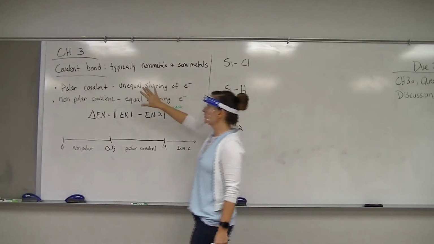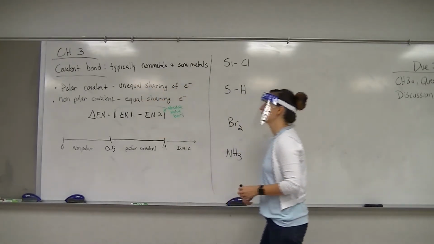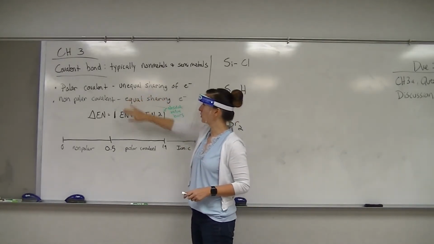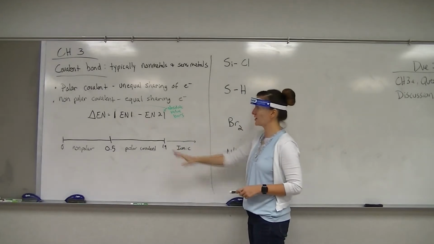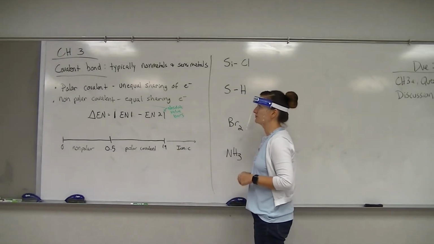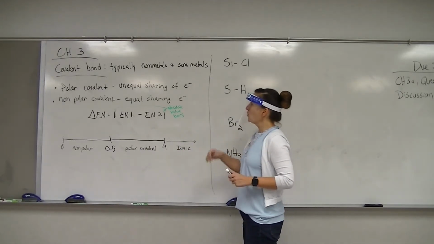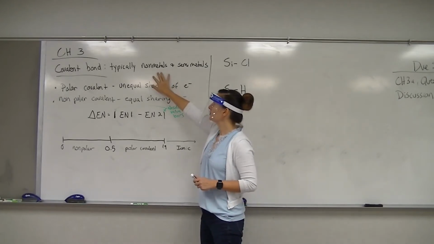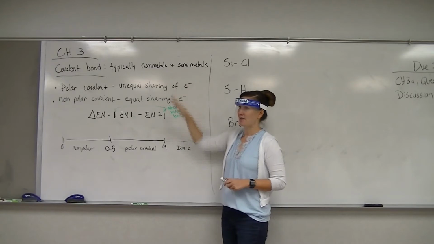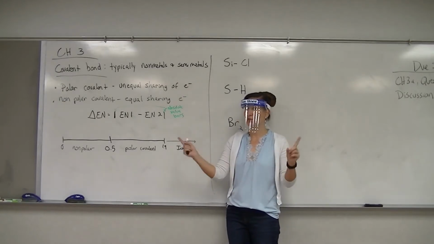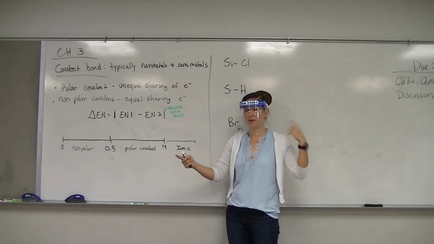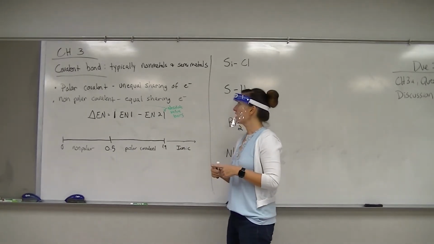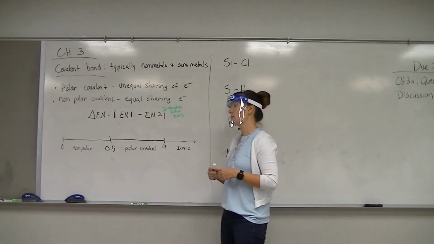Okay, so there are 2 different types of covalent bonds, polar covalent and non-polar covalent. So we're going to do a calculation to figure out which is which. Also, when you're looking at a covalent bond, they're typically between nonmetals and semimetals. So it could be 2 nonmetals together, it could be a metal and a semimetal, or it could even be 2 semimetals together. So what I'm talking about is the periodic table, what we looked at last chapter.